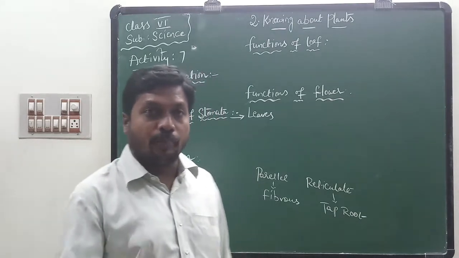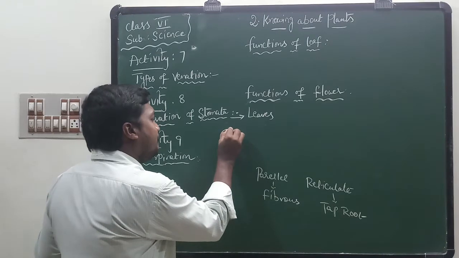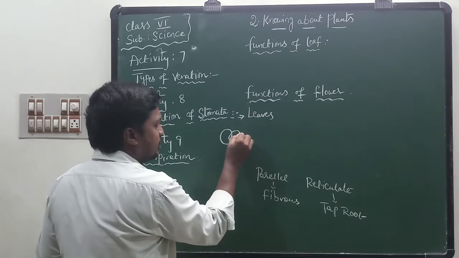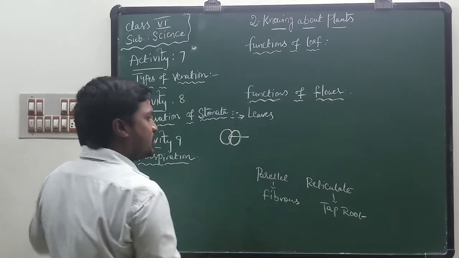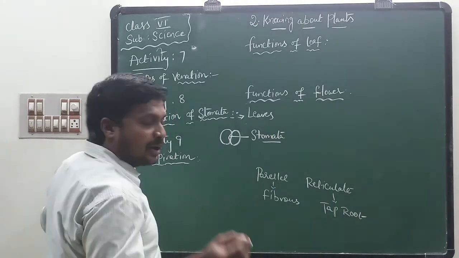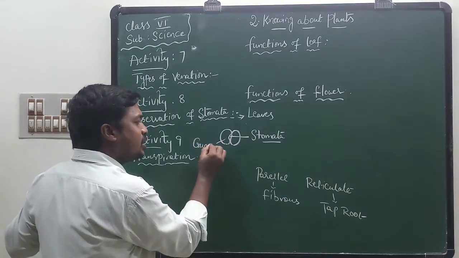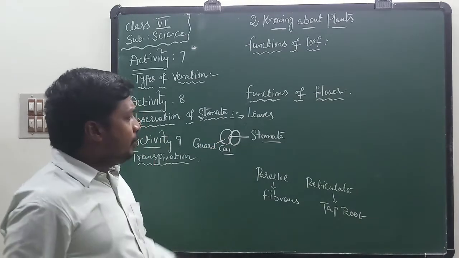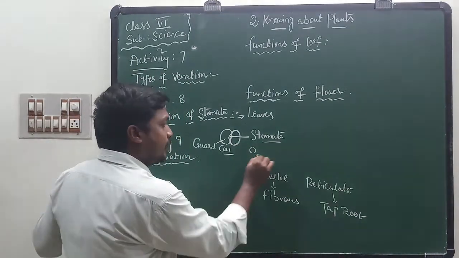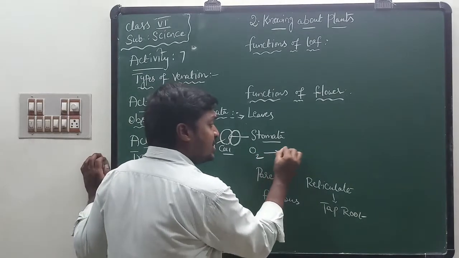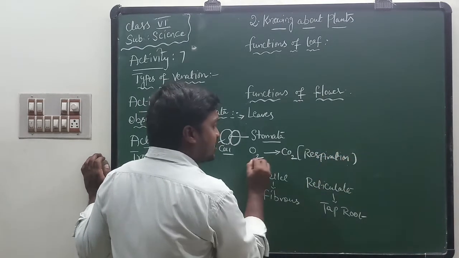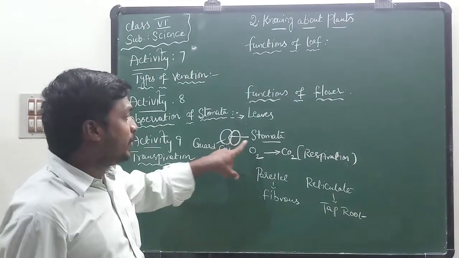If you observe under a microscope, we can find stomata like this. See here, bean-shaped structures. In between the bean-shaped structures, we can find some openings called stomata. Do you know, children? Stomata are surrounded by bean-shaped cells called guard cells. Plants also require oxygen in the process of respiration and release CO2 in the process of respiration. In respiration, plants take oxygen and release CO2 with the help of these openings known as stomata.